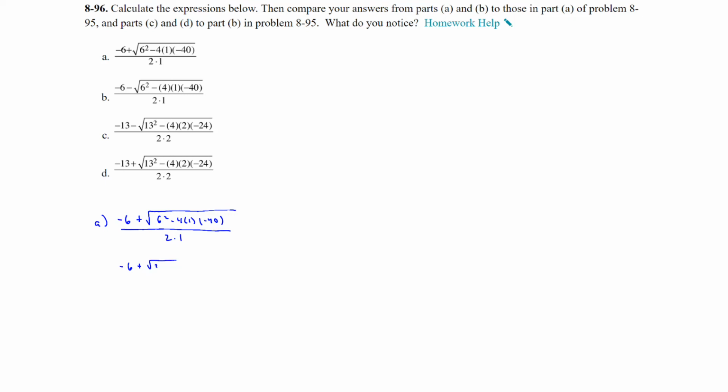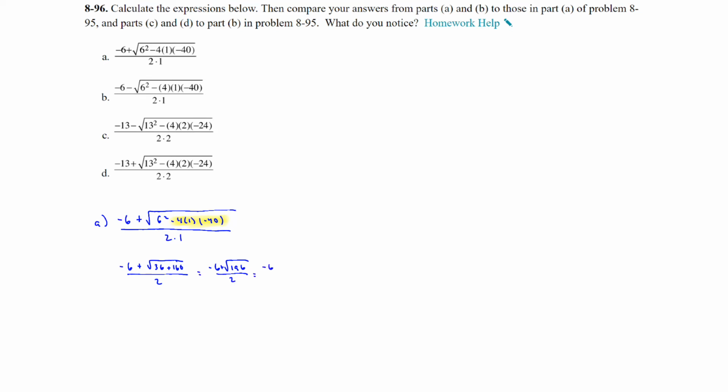So 6 squared is 36. And then when you go to multiply these next three, you have that negative or that subtraction sign in front of the 4. Multiply all three of those together, and you're going to get positive 160. So that's plus 160, and then divided by 2 times 1, which is 2. So let's simplify one more time before we plug it in. Negative 6 plus, and then this would be the square root of 196 over 2. So let's go ahead and plug that in our calculator and see what we get.